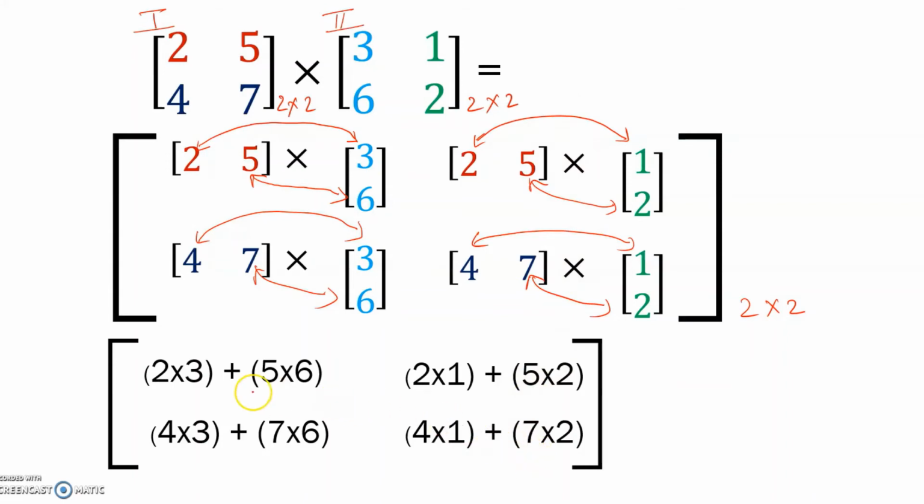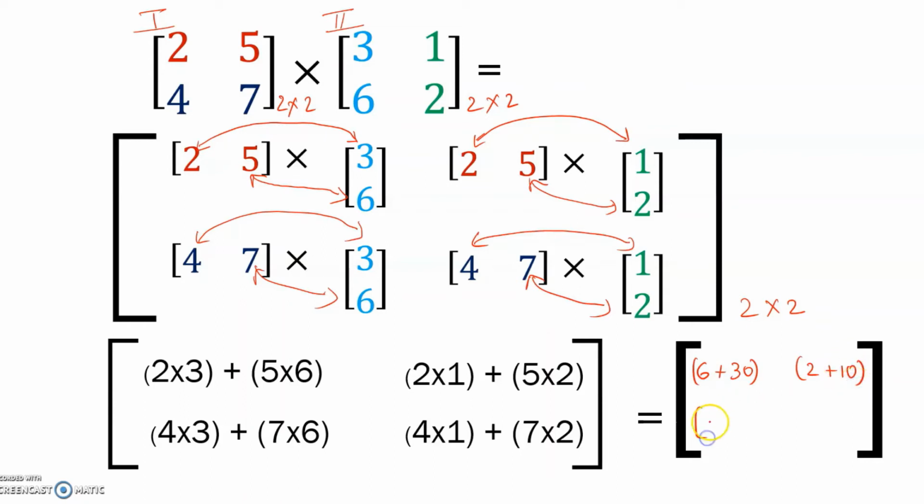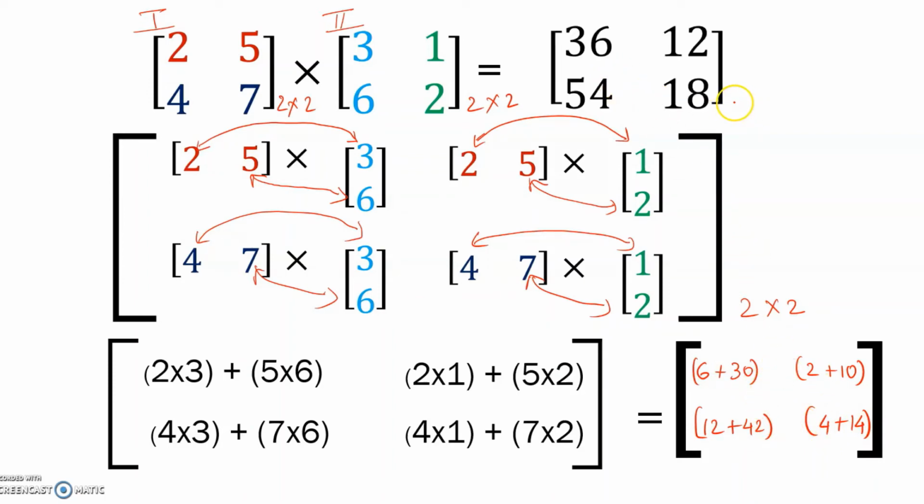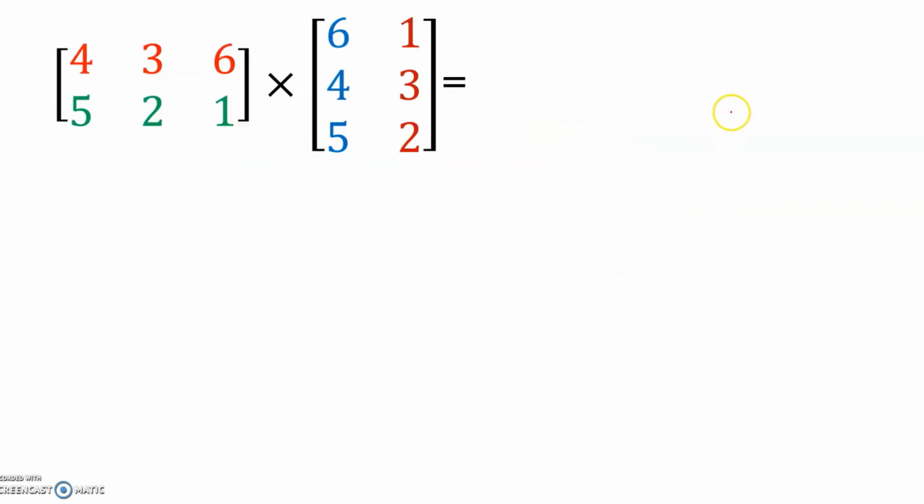So we have this. Simplifying this further, 2 times 3 will be 6, plus 5 times 6 will be 30. Then 2 times 1 will be 2 plus 5 times 2, 10. 12 plus 42. 4 plus 14. So let's bring all these results onto the solution matrix here. So that's our result.